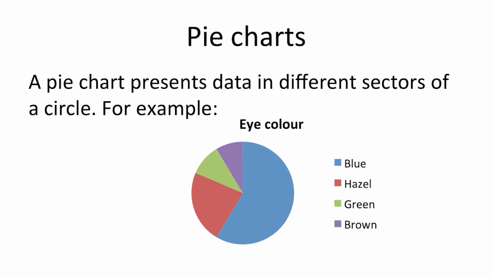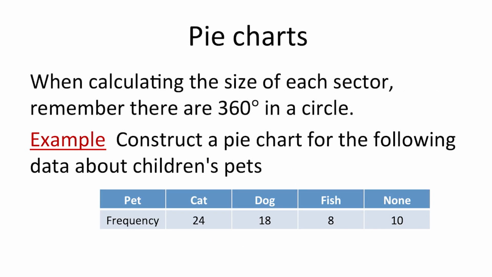And each sector within that pie chart is calculated specifically on how many people within the total have each certain characteristic. Now, when we're calculating the size of each of those sectors, we must remember that there are 360 degrees in every circle. So in this example, if they want us to construct a pie chart for the following data about children's pets, they tell us here that 24 people have a cat, 18 have a dog, 8 people have fish, and 10 people have no pets at all.